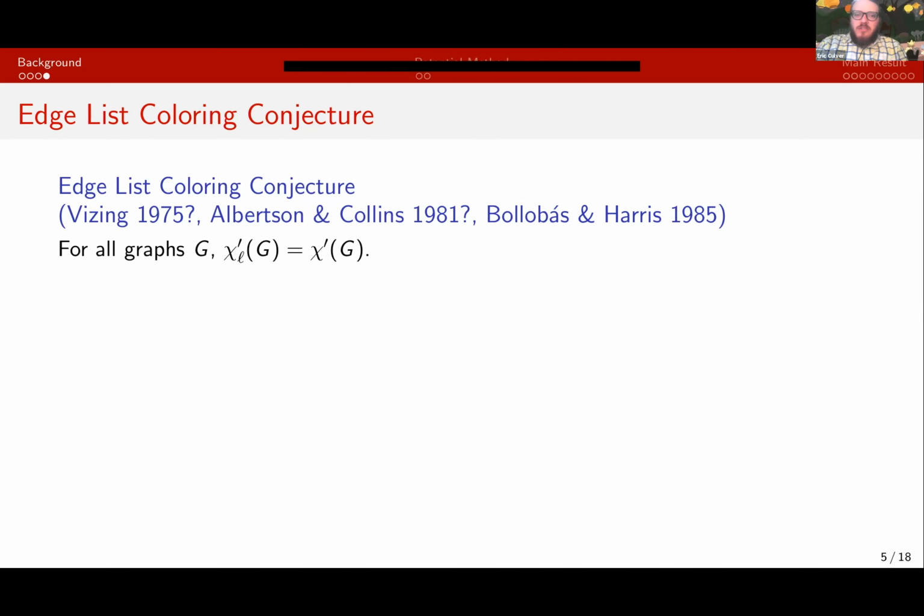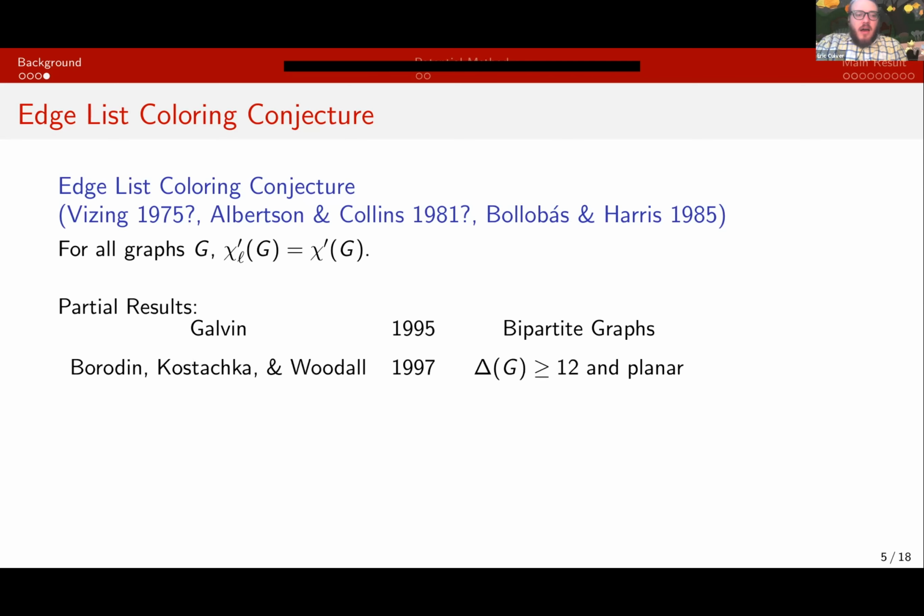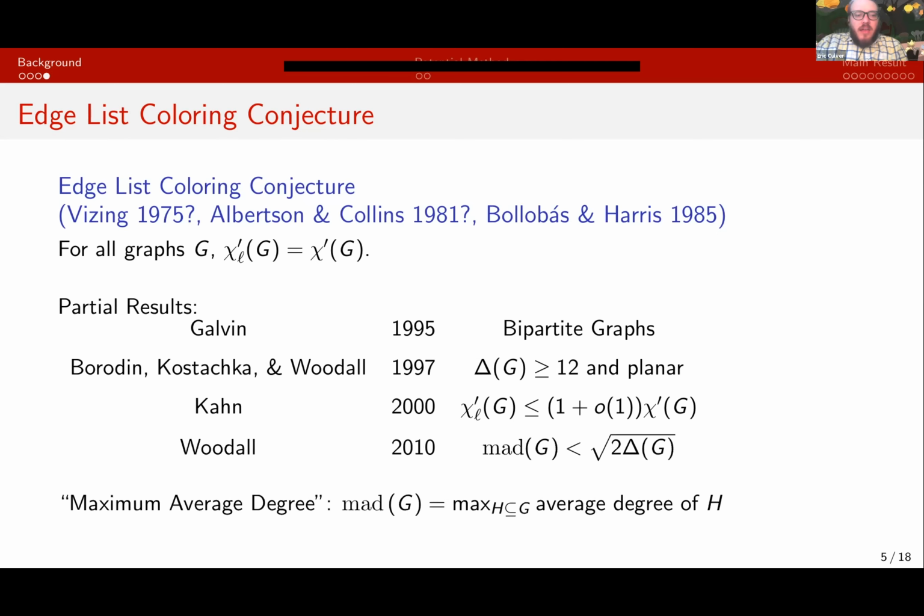And there have been a few partial results over the years. So Galvin proved it for bipartite graphs, all bipartite graphs. Borden, Kostachka, and Woodall showed it for planar graphs that have a large maximum degree. Kahn in 2000 showed that it's true asymptotically, for graphs of large edge chromatic number. And then Woodall showed it for when the maximum average degree is bounded.